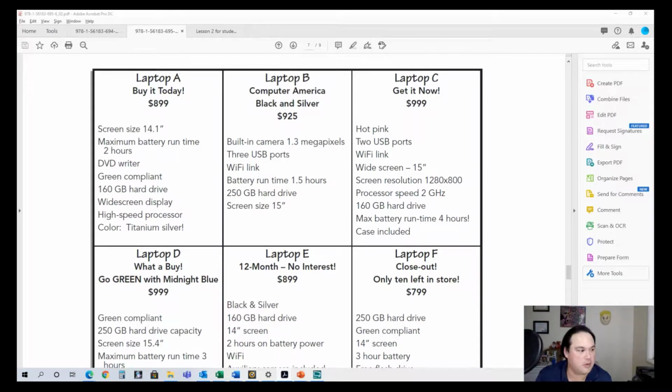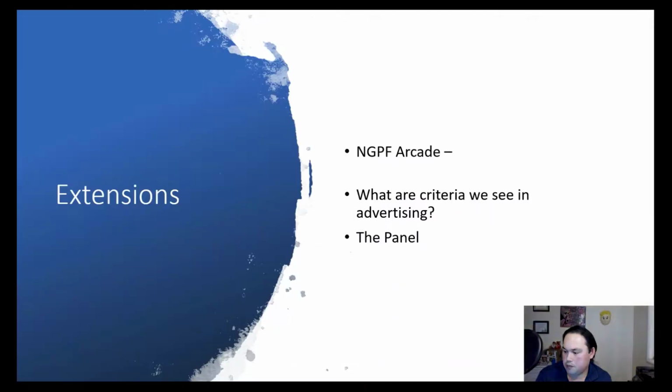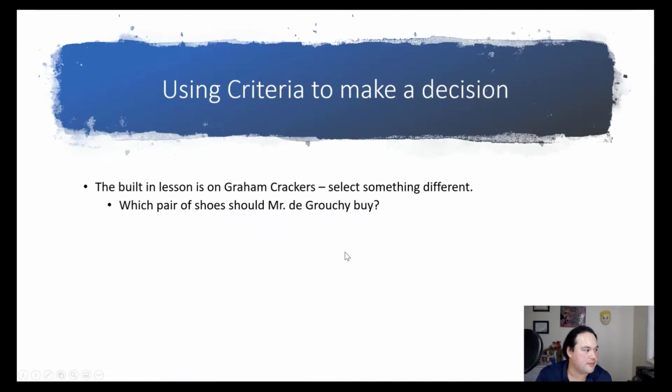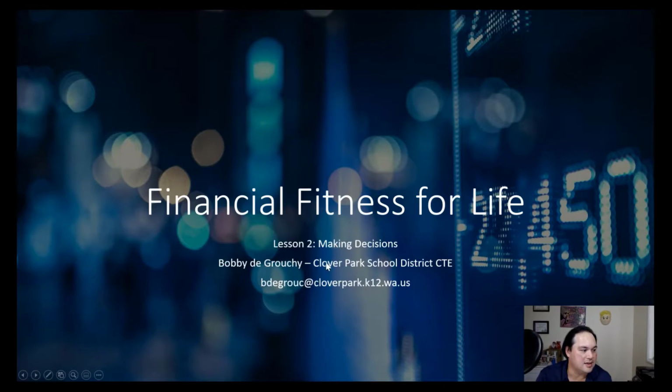And again, remembering what are things that we're trying to teach to our students: how to monitor income and expenses, strategies to control and manage credit and debt, and getting reliable information and making decisions to make good personal financial decisions. So that is Lesson 2, Making Decisions from Financial Fitness for Life. If I can answer any questions for you, please feel free to get in touch with me, send me an email, and let me know how you did with this in your classroom.